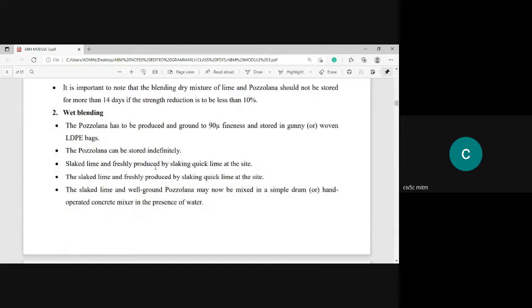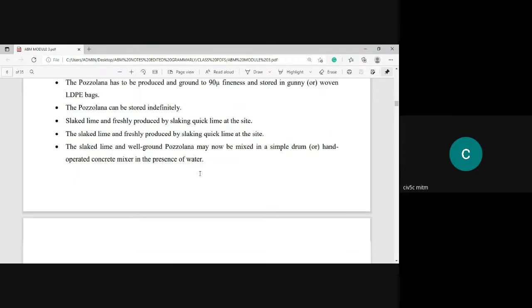Next, go to the wet blending process. Now the pozzolana has to be produced and ground to a fineness of 90 micron and stored in gunny bags or LDPE bags. The pozzolana can be stored indefinitely. The slaked lime is freshly produced by slaking quicklime at the site. That means you are going to add water. So the same thing has been repeated here.